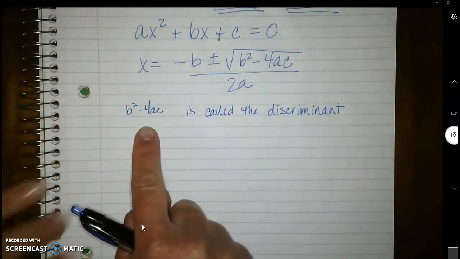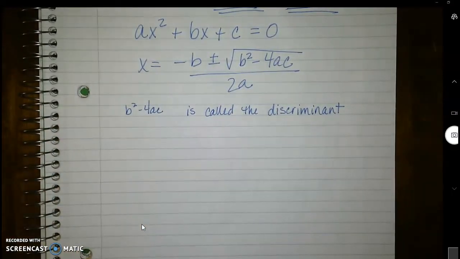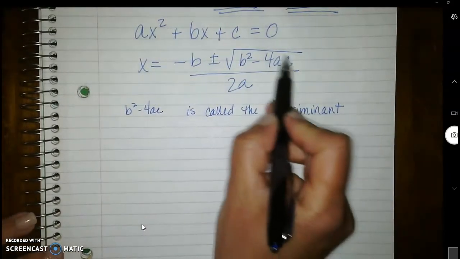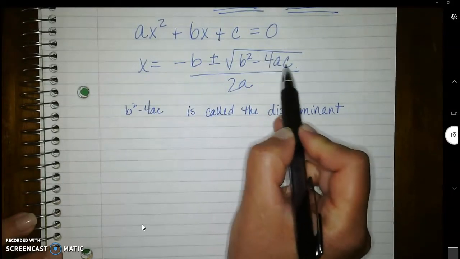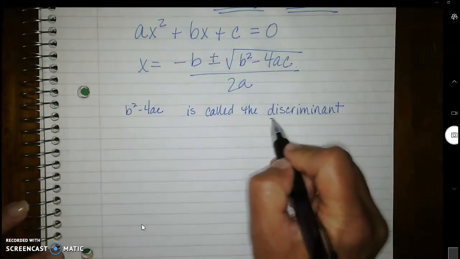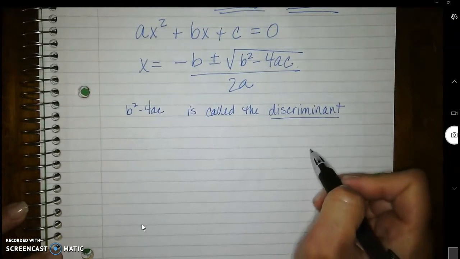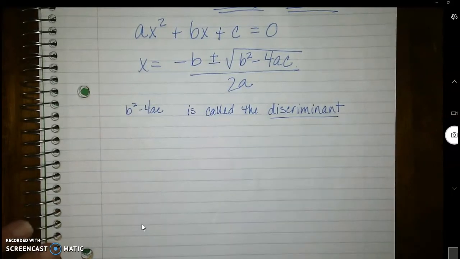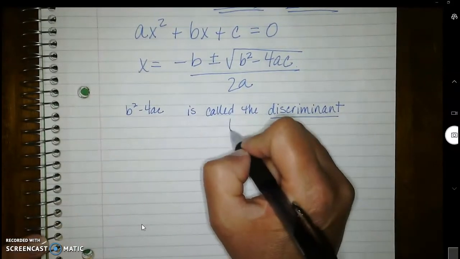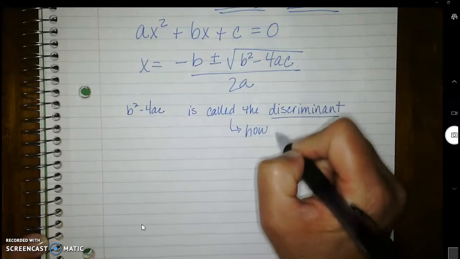But we're going to talk about today and just focus on right now what is called the discriminant. So the stuff that is underneath the radical sign, the b squared minus 4ac. This is called the discriminant. Not discriminate, discriminant. Okay? And the discriminant is going to tell us how many solutions your quadratic equation is going to have.